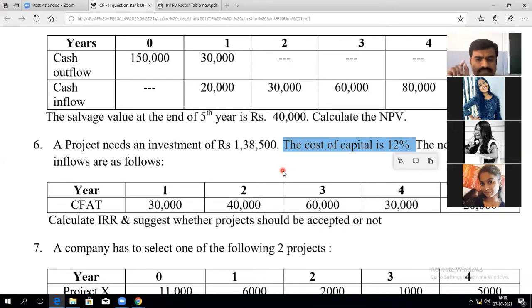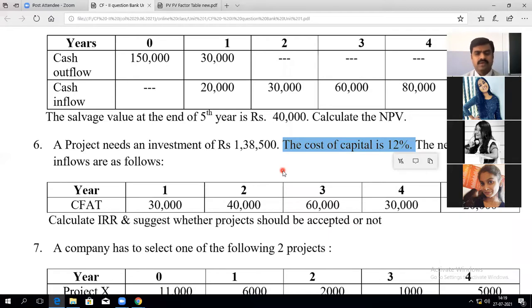Therefore, the project should not be accepted. Full stop. This is the conclusion you have to write. If you don't write the conclusion, you lose 1 mark. Even though your answer is correct, if you don't write the conclusion, you lose 1 mark.